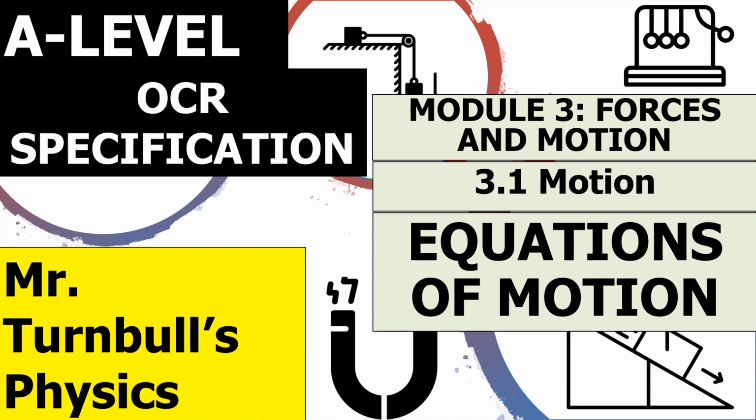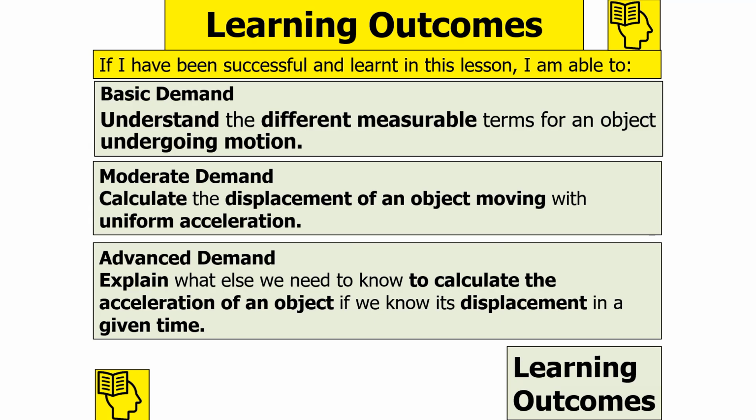So if we've been successful and we've learned in today's lesson, we should understand the different measurable terms for an object undergoing motion, calculate the displacement of an object moving with uniform acceleration, and explain what else we need to know to calculate the acceleration of an object if we know its displacement in a given time.